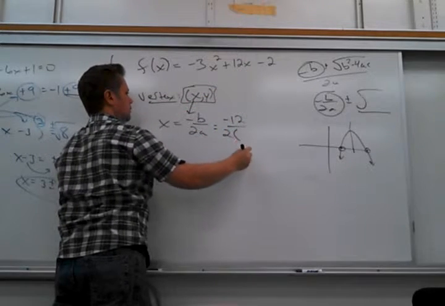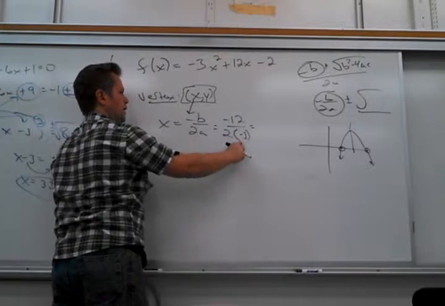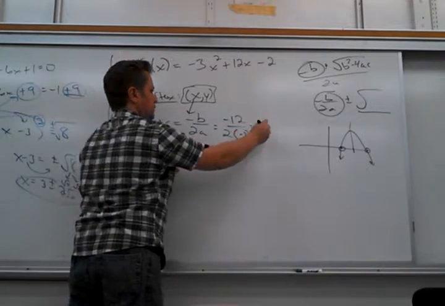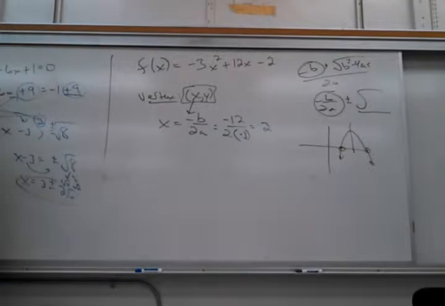And what's a? Negative 3. Negative 3. So what's negative 12 divided by negative 6? Positive 2. I like it. The negatives go away, right? So I already know half of my vertex. I know it's got to be a 2. It's a 2 somewhere in that place where x is 2.